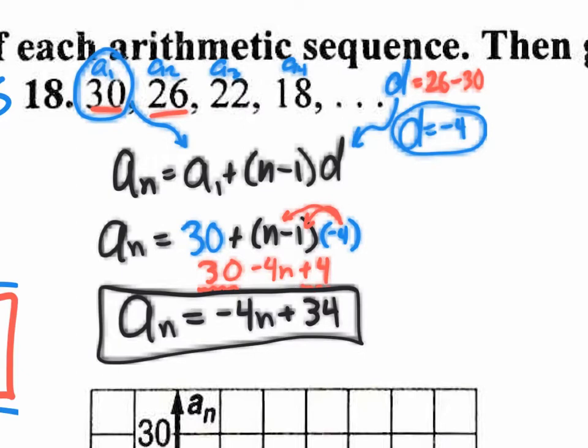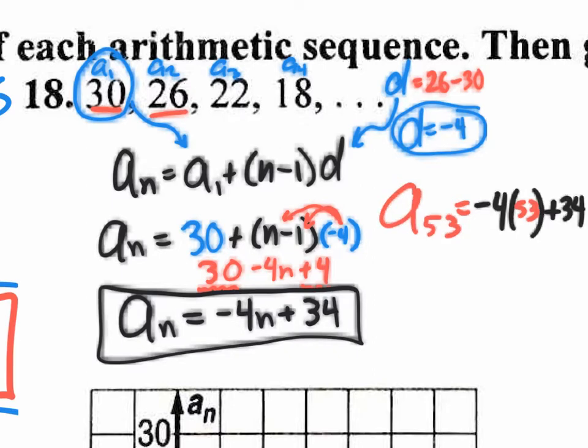Now that rule is awesome because it'll let you answer any question with regards to this list. I could ask you, what's the 53rd term if I wanted to? I could say, what is a sub 53? And all you have to do is plug in negative 4 times 53 and then plus 34. You plug in the number 53 into your n, right into here, and you'll be able to get the 53rd term. I'm not going to actually go through that, but with the calculator, it's pretty easy.